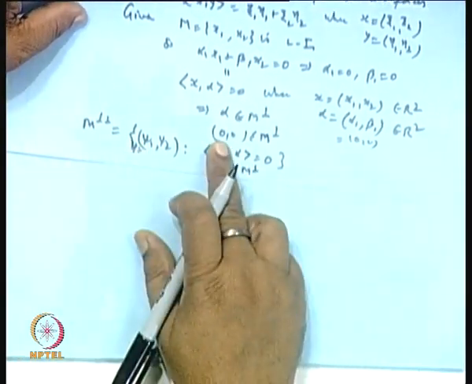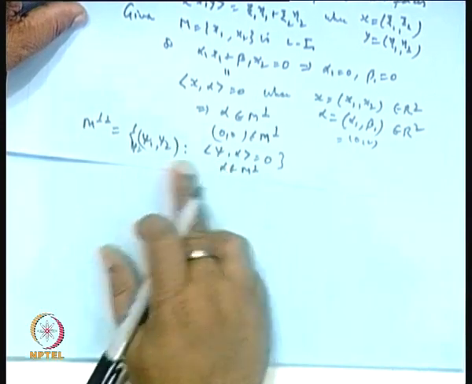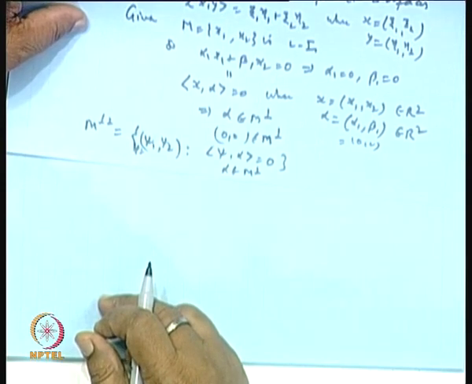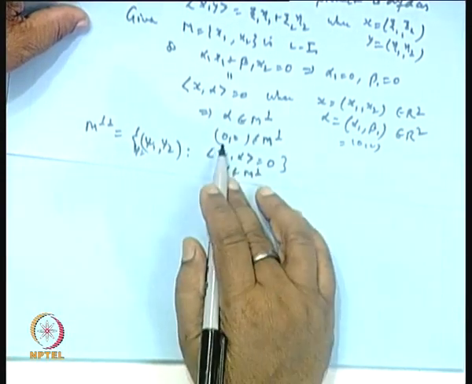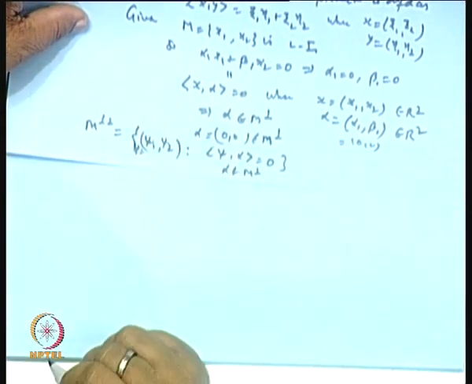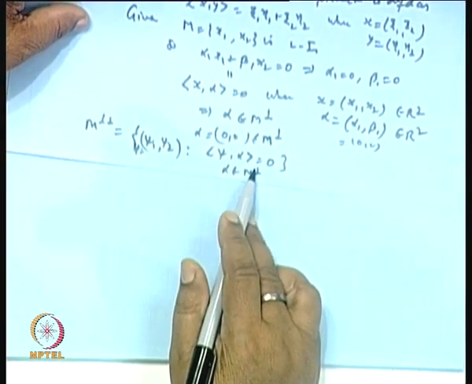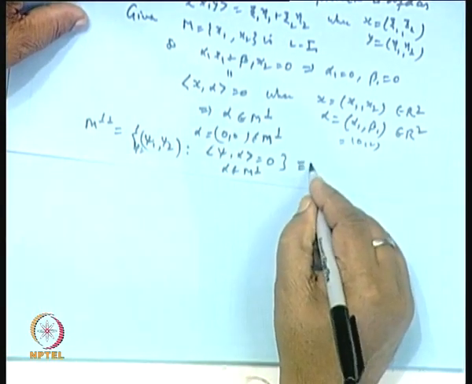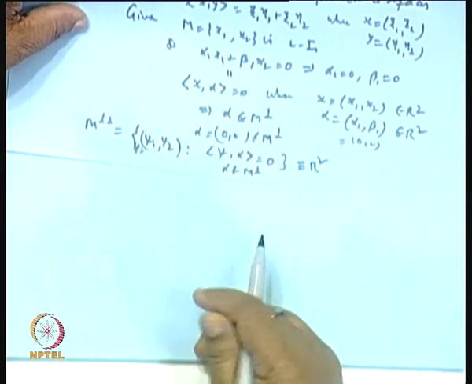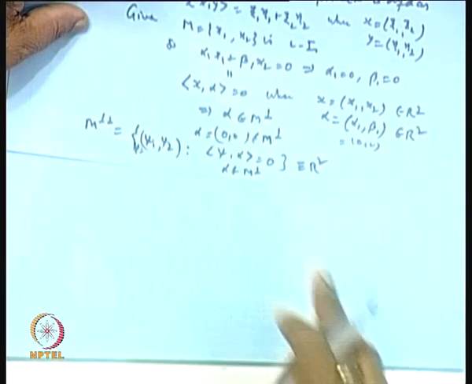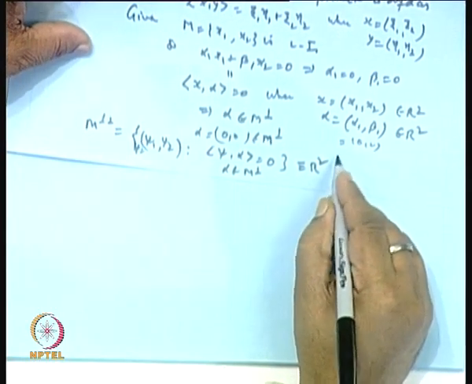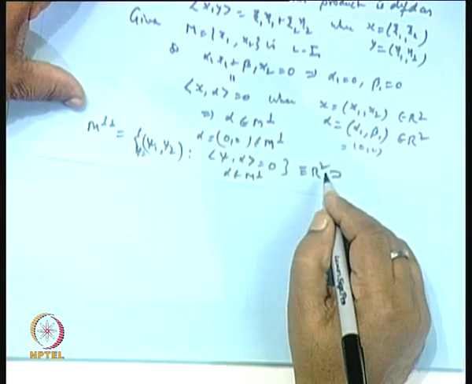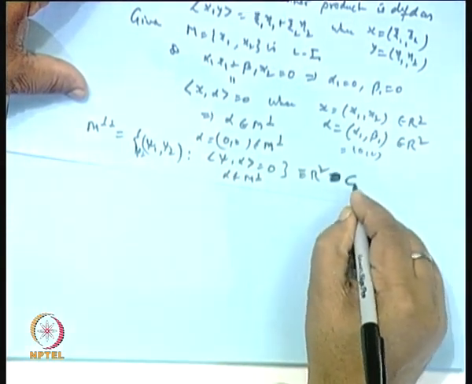M perpendicular is the set of those points psi belonging to R2 whose inner product with this is 0. Now, alpha is 0, 0. We want the inner product of psi and alpha to be 0. So, what type of psi may it be? Whatever it may be, it means this is the entire R2, is it not? Any psi1, psi2 will serve our purpose, but this does not contain M. So, M perpendicular perpendicular is not a subset of M.